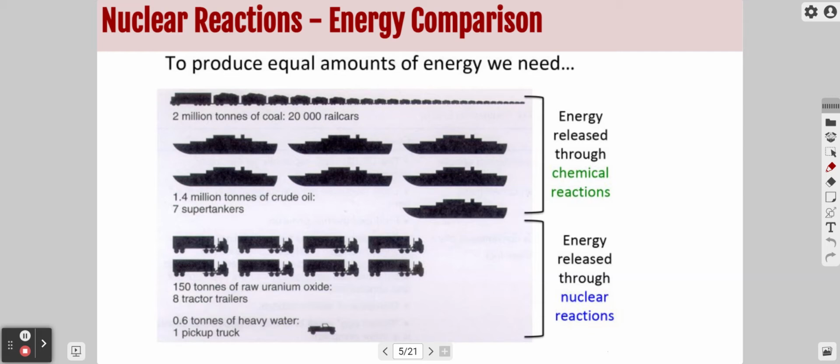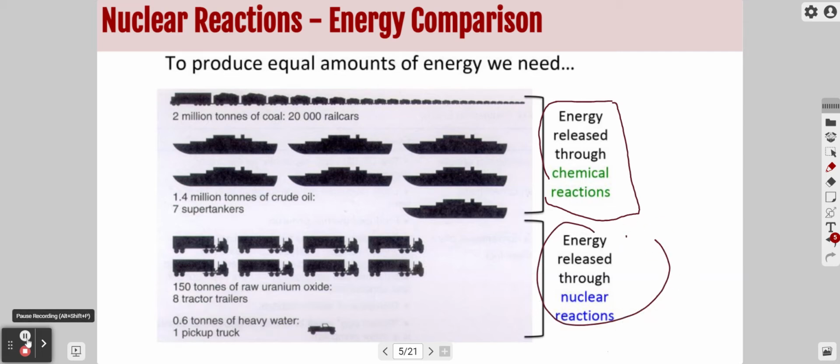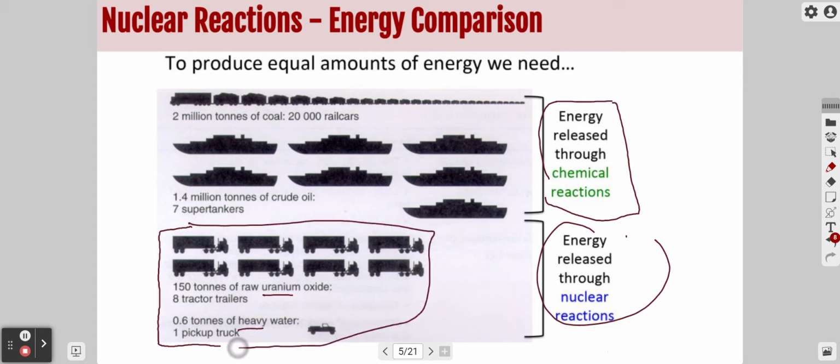Alrighty, so I like this visual here that shows the energy released through chemical reactions, and how much you would need to have the equivalent amount in a nuclear reaction. So if we're looking at uranium and heavy water, you need uranium and you need heavy water to run a nuclear reactor. And say we're looking at that amount, 150 tons of raw uranium. Well, that is going to be the equivalent to the energy here that you're seeing.